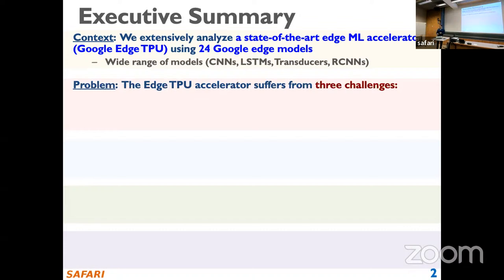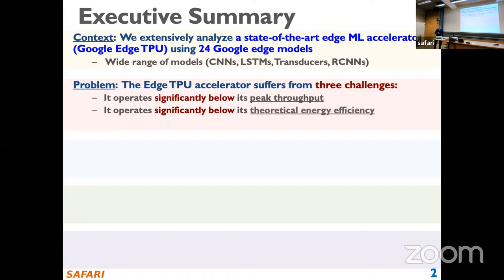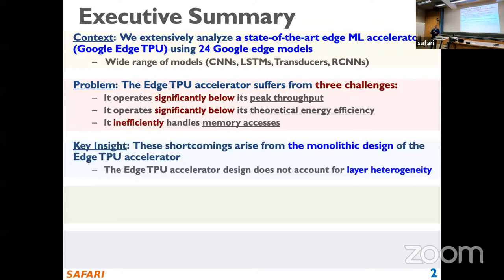After our analysis, we saw that there were three main problems that the Edge TPU accelerator was suffering from when accelerating those 24 different ML models. The first is that it was operating below its peak throughput. The second is that the accelerator was operating below its theoretical energy efficiency. And the third was that its memory hierarchy is quite inefficient. The key insight from this analysis is that the main problem the Google Edge TPU was suffering from was that it's a single design, a monolithic accelerator, trying to accelerate different neural network models. And not only that, each neural network layer inside a model can have different properties which may or may not benefit from the design of the monolithic accelerator.